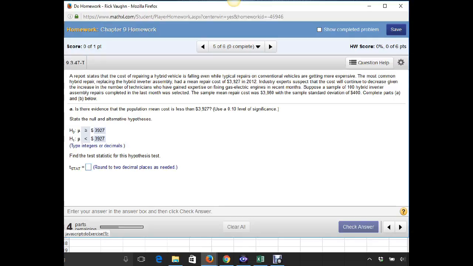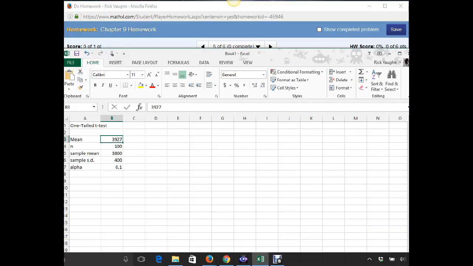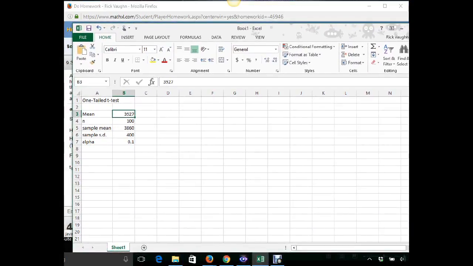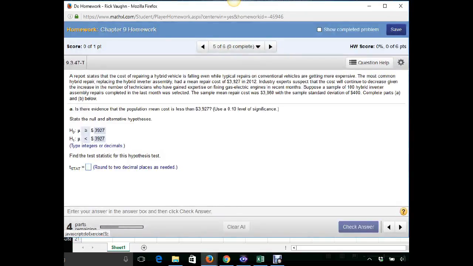Now the next thing I need to do is find the T statistic, and I'm going to just start to type things into Excel. I wrote up at the top that this is going to be a one-tailed t-test, just as a reminder. And then I typed in the population mean, the n, the sample mean, the sample standard deviation, and the alpha value. All of these were stated in the stem of the problem.